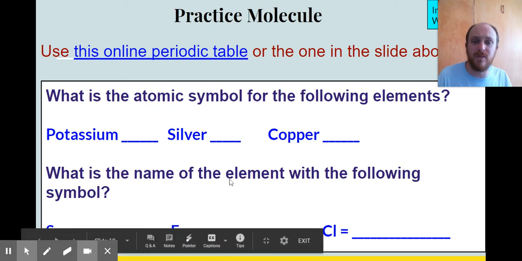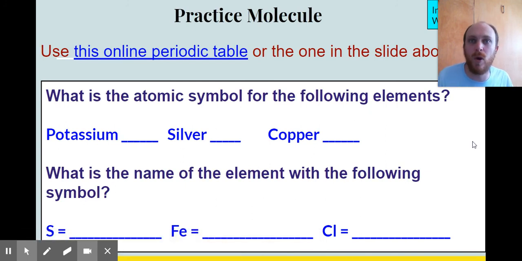What is the name of the element with the following symbol? I can't see it because I'm in present mode, but there's S. What is the name of an S? S is the symbol. What's the element? You're going to write out the full name. Fe is an element. What's the name?